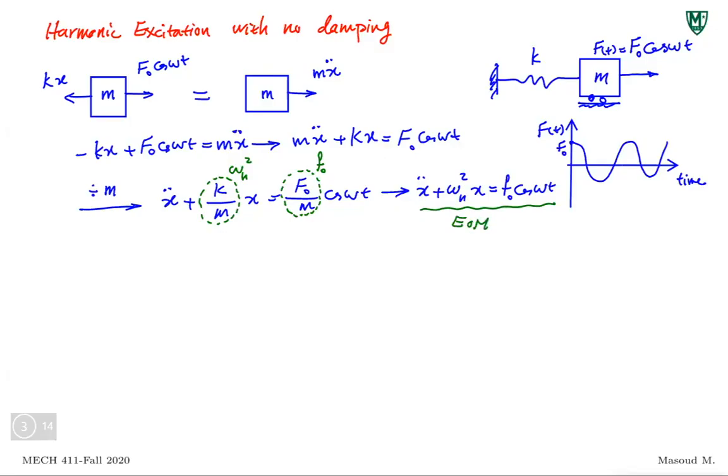Keep in mind, this happens a lot in this part of the course, that some of you get confused between omega and omega n. Omega n is the natural frequency of the system. It has nothing to do with the external force. No matter what external force you apply to the system, or whether you apply an external force or not, omega n doesn't change. It's just a natural frequency.